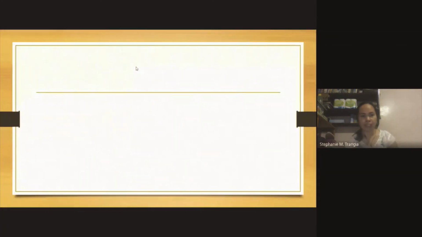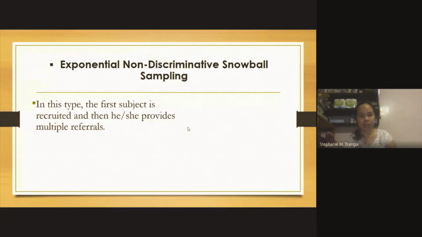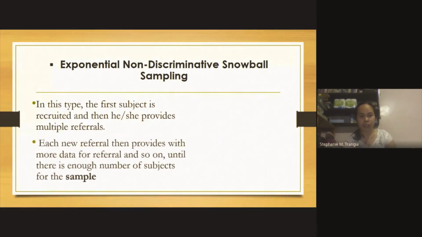The second, exponential non-discriminative snowball. So in this type, the first subject is recruited and then he or she provides multiple referrals. So each new referral then provides more data for referral and so on until there is enough number of subjects for the sample. So example here, like this.